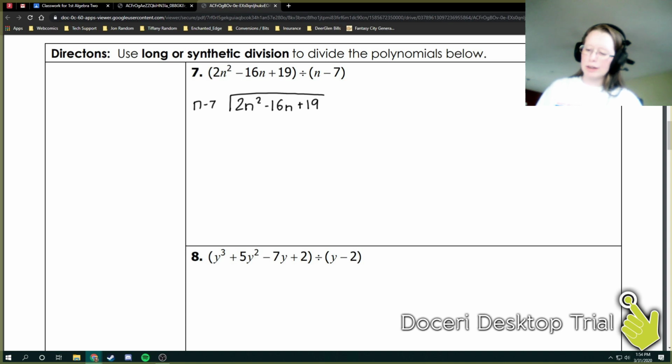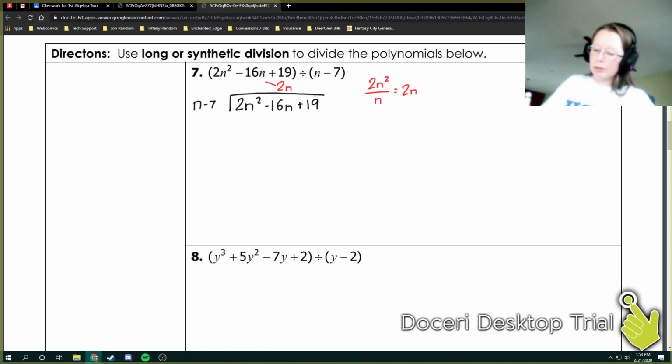So the first step is to take the 2 leading terms, in this case, the 2n squared and the n, and divide them. So 2n squared divided by n will give me 2n. That is the first part of my quotient, my answer. So I write that up along the top. Then the next step is to multiply the 2n through the n minus 7 and write that underneath. So we get 2n squared and negative 14n.